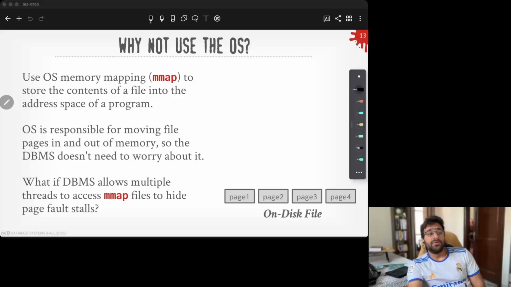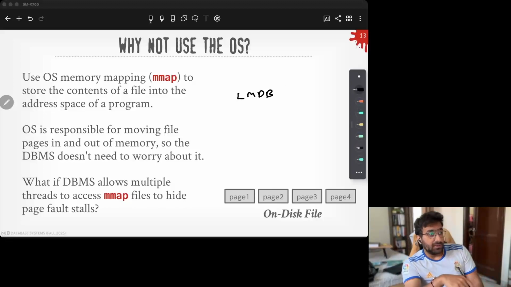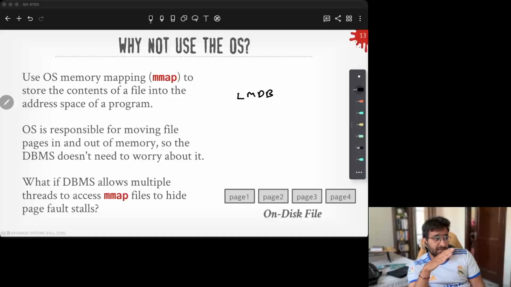So let's get to mmap. mmap is a very interesting thing. I think last time I saw LMDB. LMDB was using mmap. LMDB stands for Lightning Memory-Mapped Database, I think, something along those lines. But Andy also discussed it, that everybody is telling you not to use mmap, while the LMDB guy is saying always use mmap.